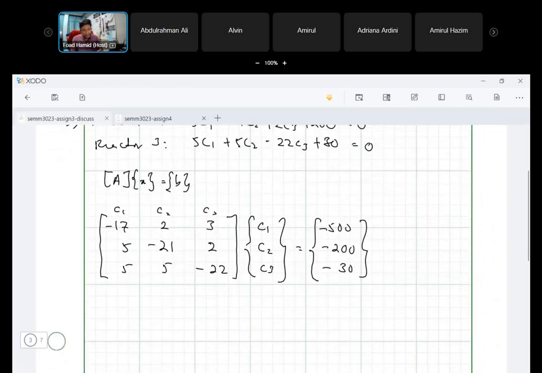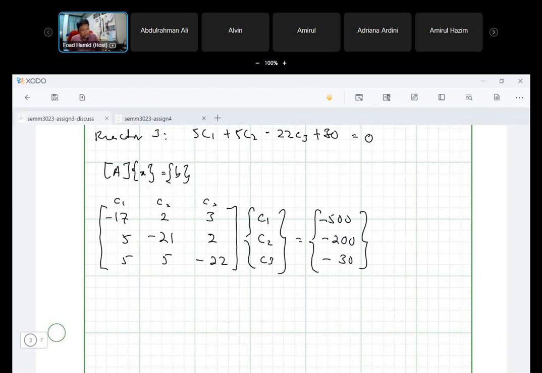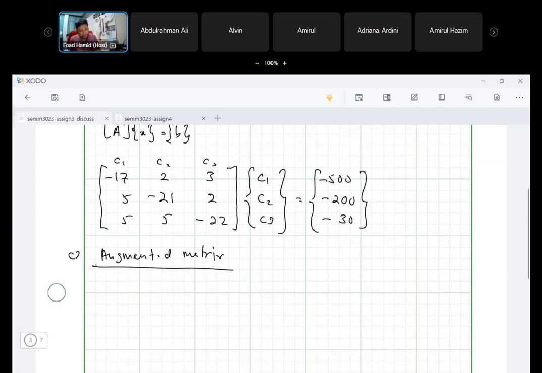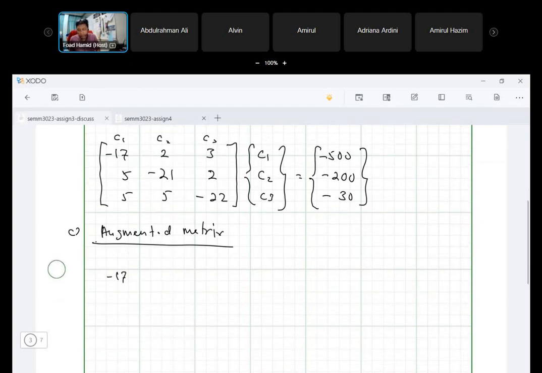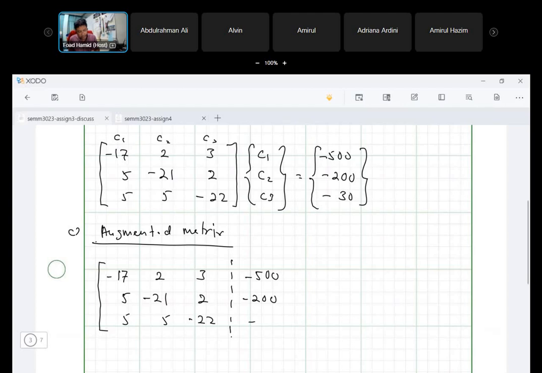So now, normally what people do, or what I do, is I put this in what we call augmented matrix form. Okay, I put it in augmented matrix form, which is just simply the A matrix, 5 minus 21, 2, 5, 5 minus 22, and I augment that A matrix. That is why it's called augmented. Augment means just to add this one. So minus 500, minus 200, and minus 30.